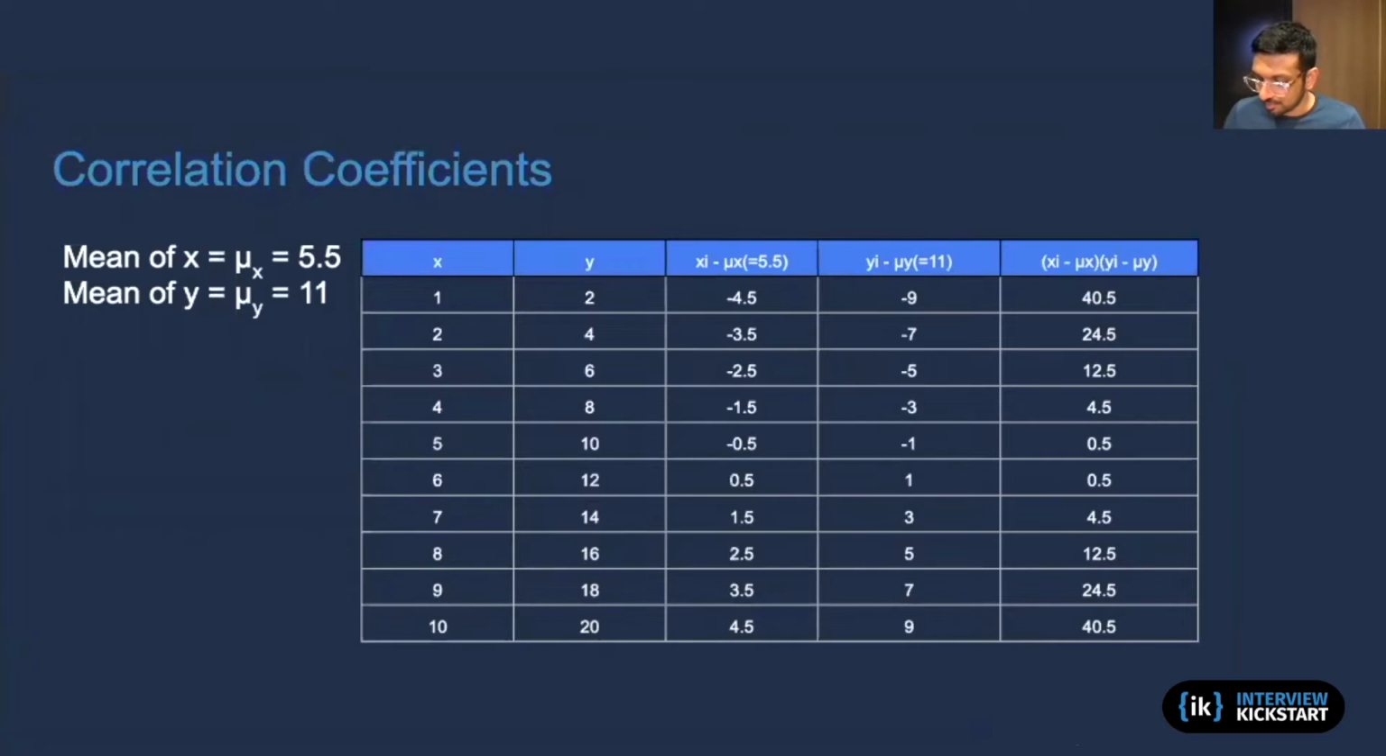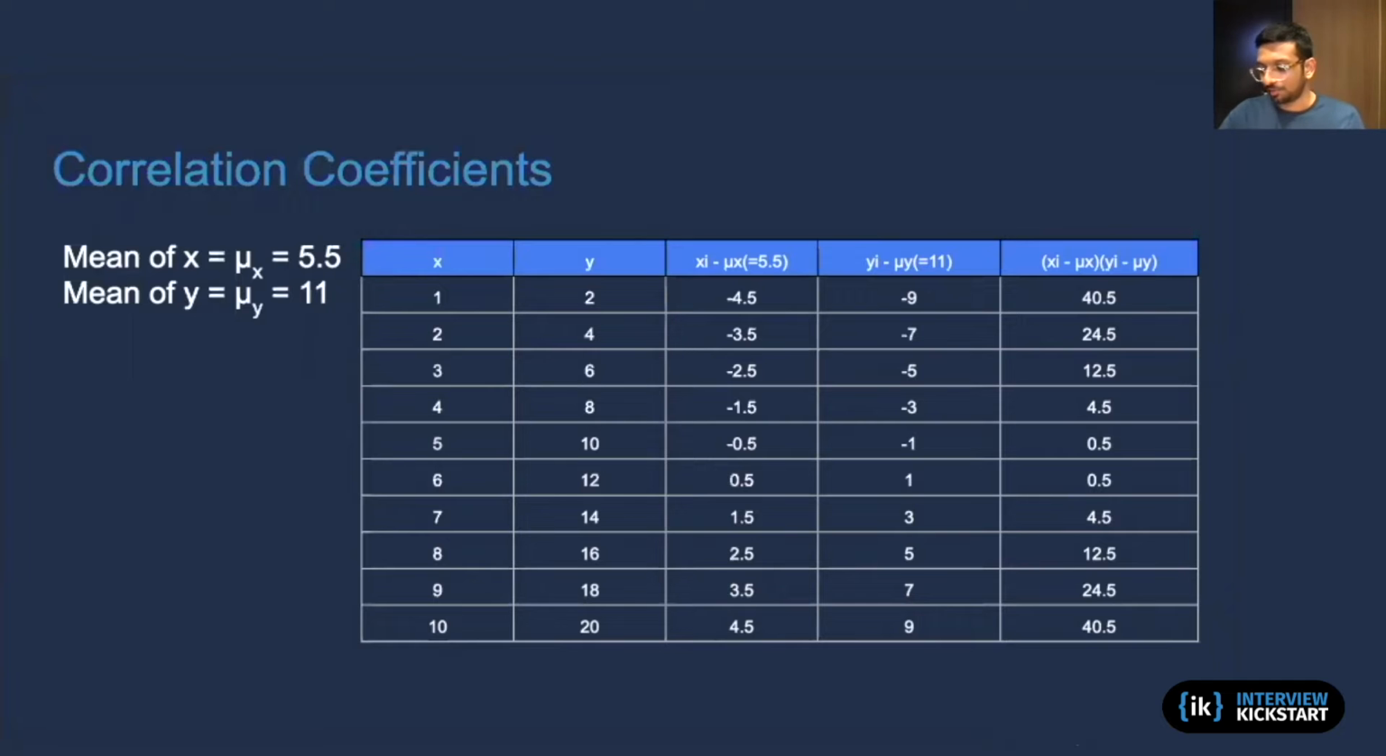So let's go about calculating the Pearson and Spearman coefficients for this. You don't need to take my word for it, but the mean of x is 5.5, the mean of y is 11. And this table gives us calculations for xi minus mu x, yi minus mu y, and then xi minus mu x multiplied by yi minus mu y, sorry.